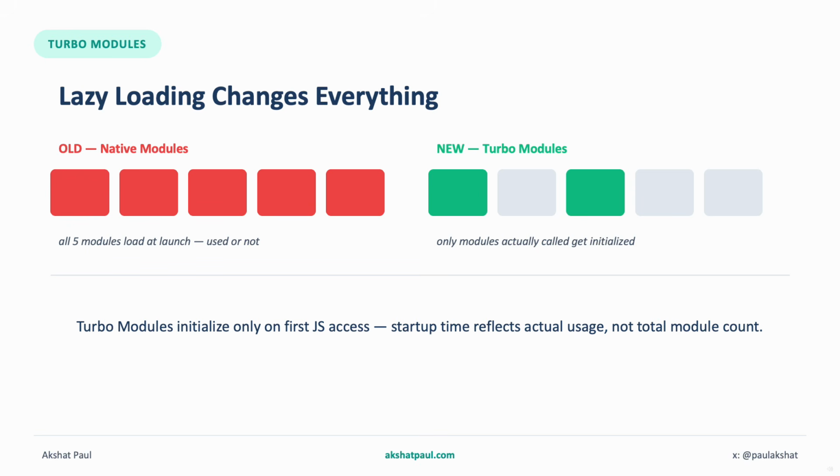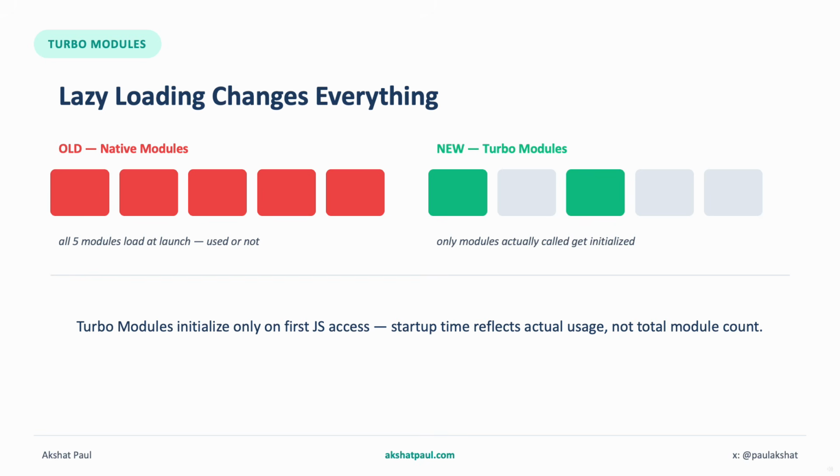This is honestly one of the biggest practical wins of turbo modules, lazy loading. In the old system, every single native module you'd registered got instantiated the moment your app launched. Camera module, Bluetooth module, analytics module. Doesn't matter if the user never opens the camera screen in that session, it's already loaded, taking up memory and startup time. Turbo modules flip that completely.